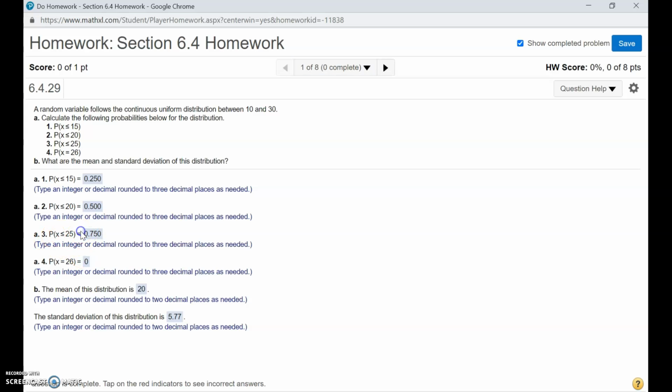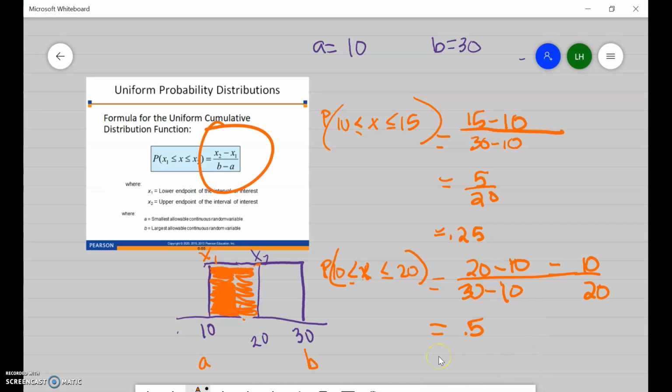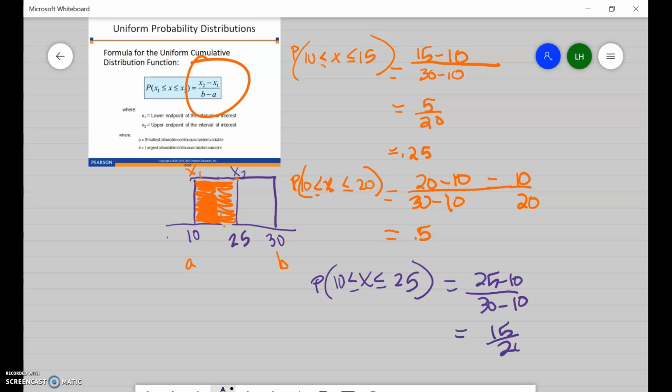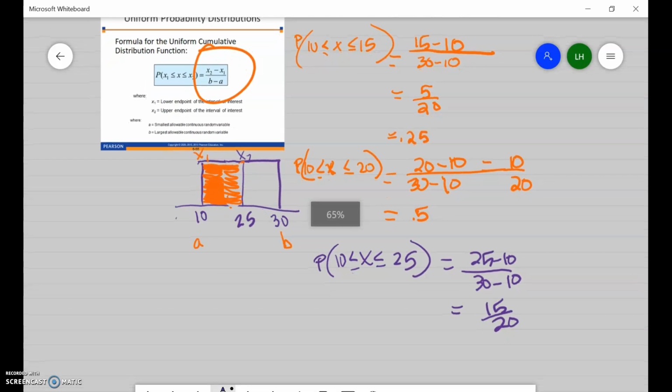Less than or equal to 25. So all that would change is X2 is now 25. So we would do the probability that X is in between 25 and 10, because it can't go lower than 10 in this particular distribution. So 25 minus 10 over 30 minus 10 would be 15 over 20, which is 3/4, which would be 0.75.